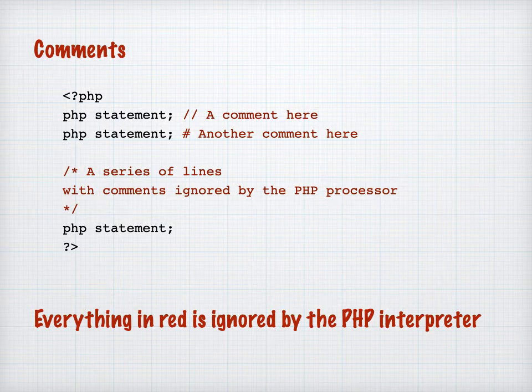Similarly, we can use the hash symbol, and you can see that one used on the third line. If you want to do a series of lines, then you can use the /* and the */, and you can have as many lines as you like between those 2 points, and everything in red will just be ignored by the PHP interpreter. Now, sometimes we use commenting to help debug a program. We might comment out multiple lines to narrow down which one isn't working. So you'll see commenting is quite useful.